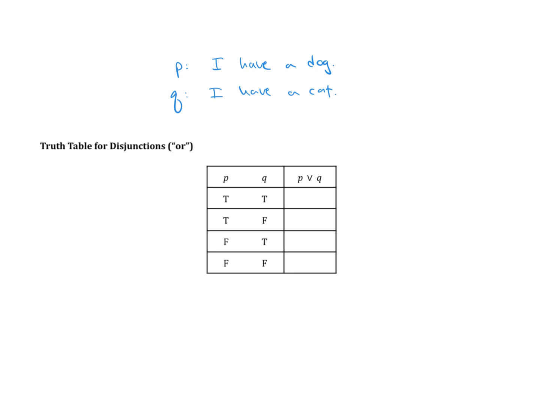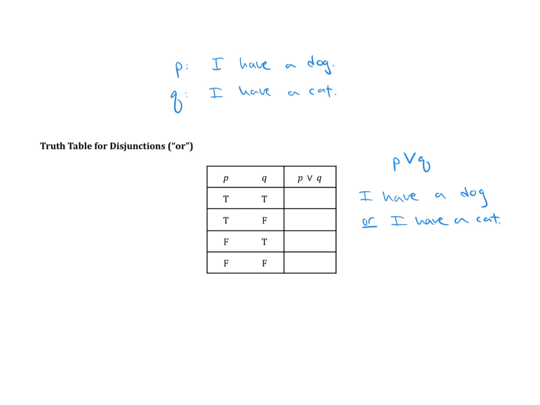So for "or," remember, "or" is that symbol that looks like a capital V. So for P or Q, using those same simple statements, the compound statement would be "I have a dog, or I have a cat."